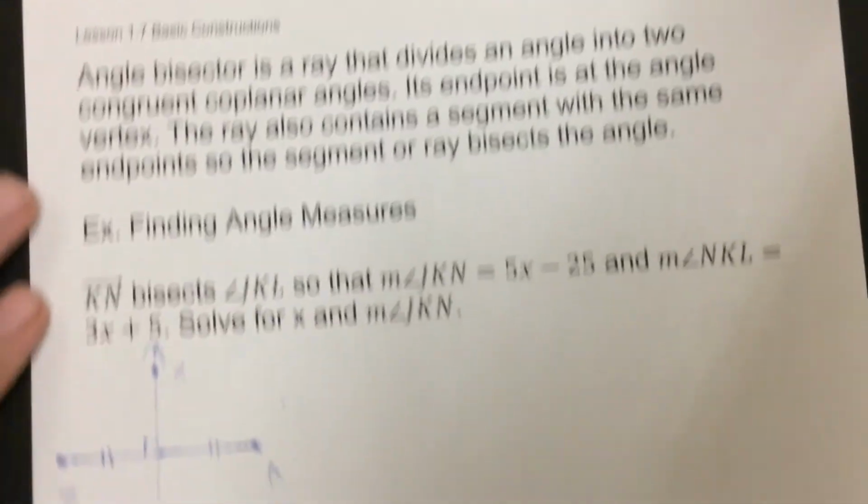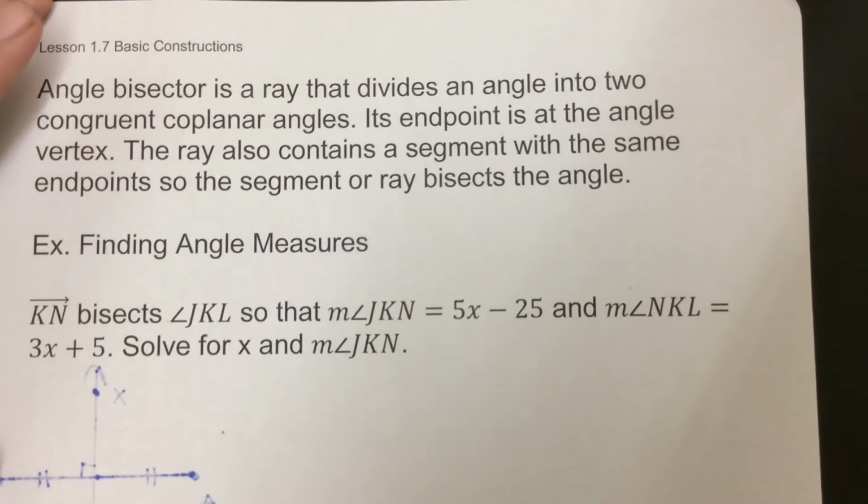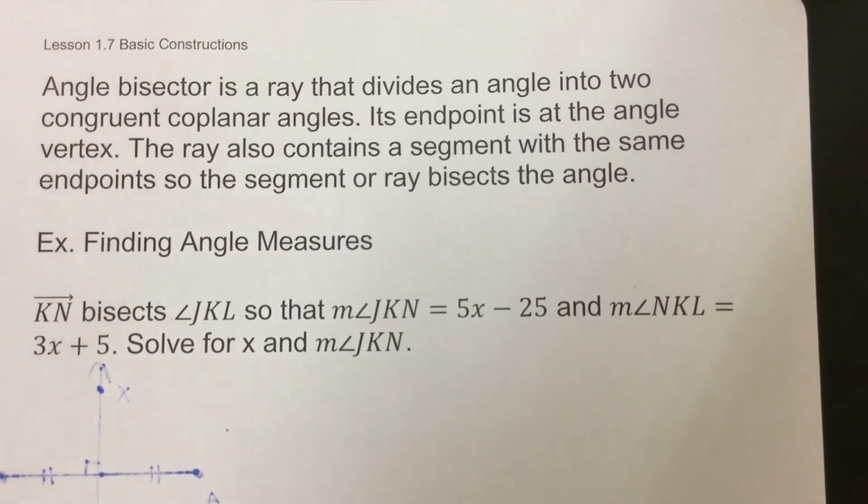Now, we're also going to get into angle bisectors. The angle bisector is going to be a ray that divides this angle into two congruent coplanar angles. The endpoint is going to be at the angle vertex, and that ray is also going to contain a segment that has the same endpoints, so that the segment or the ray bisects the angle. So what that's saying is, if we have an angle, we're going to have a ray cutting through the middle that's going to split it into two congruent angles.